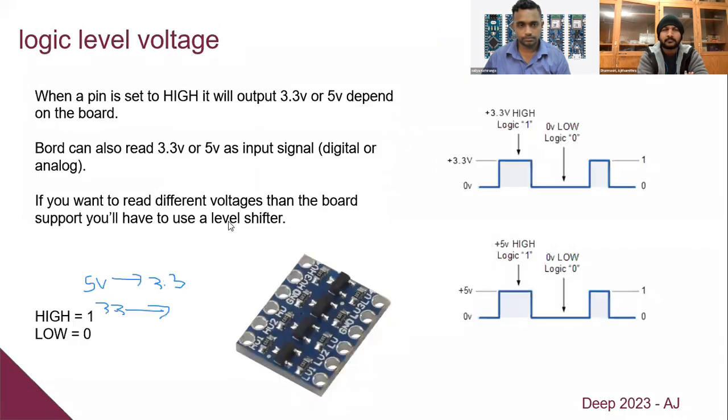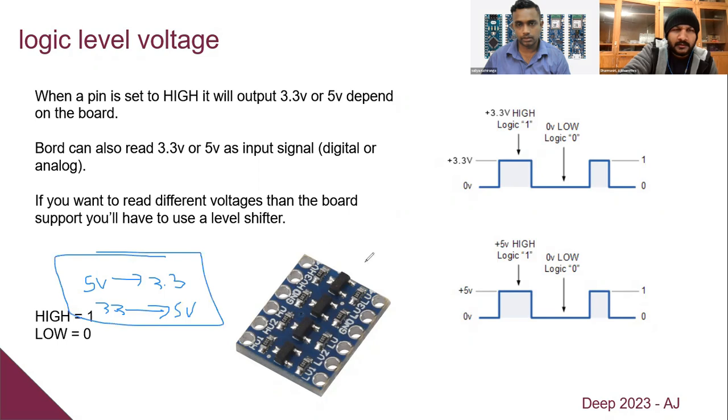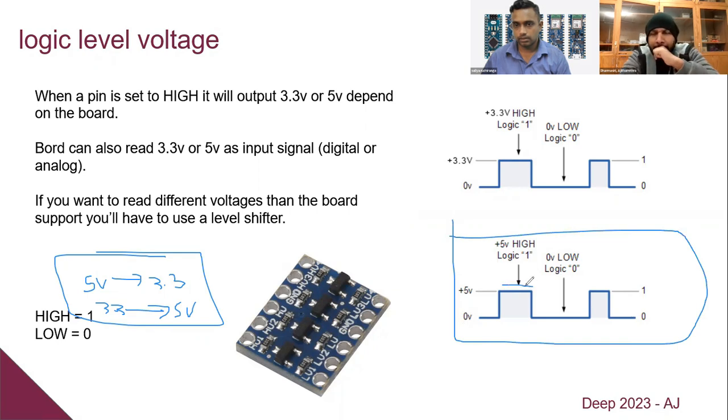That's what level shifters do. You will have to use this if you want to communicate between different boards that use different voltages. Now, if we look at the signals, this here is high, this is 5 volts. This here is logic level 0, like turned off.